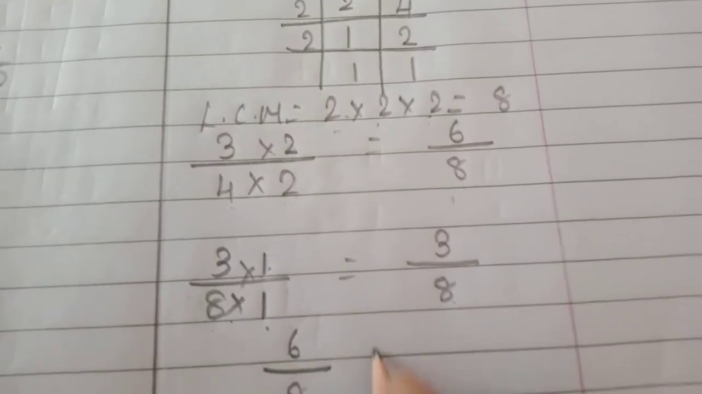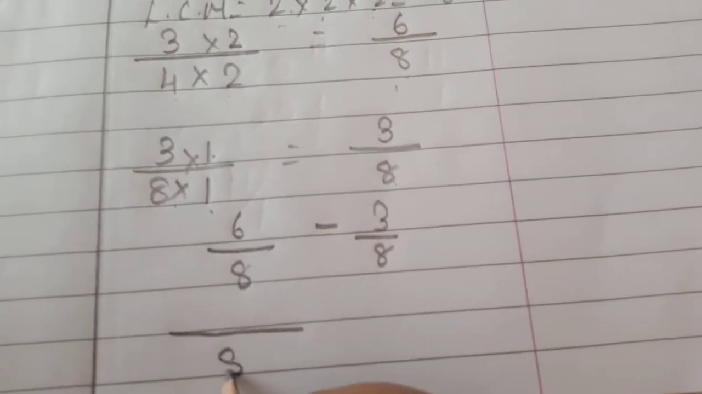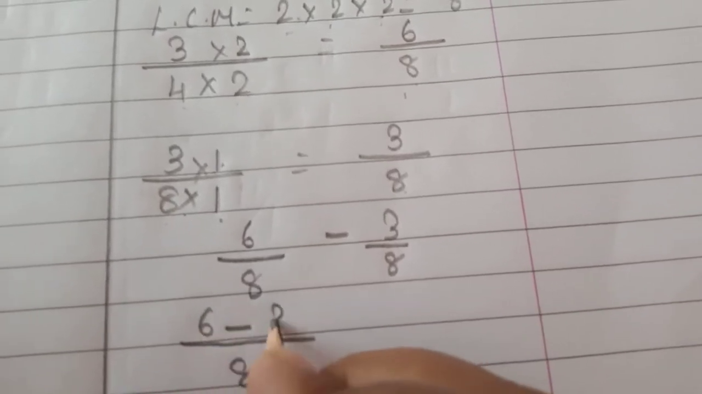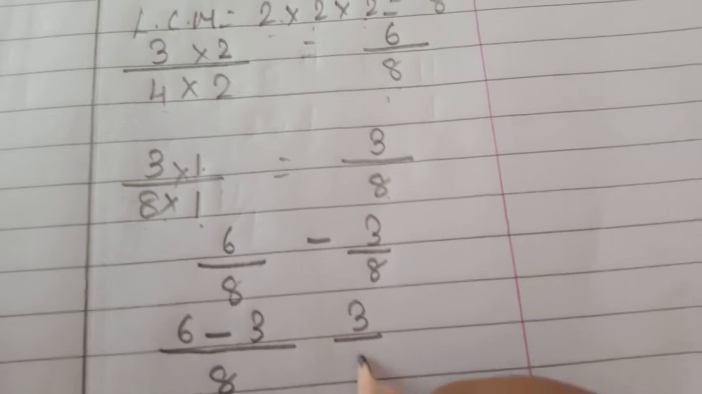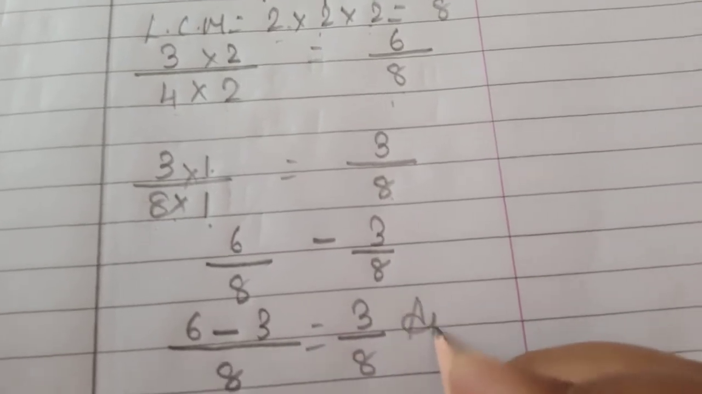6 upon 8 minus 3 upon 8. So we will write one time common denominator 8. So numerator we will subtract. 6 minus 3. 3 upon 8 is our answer.